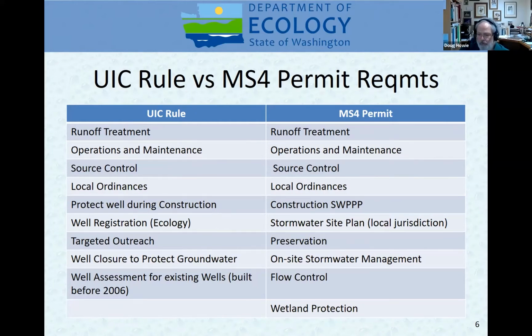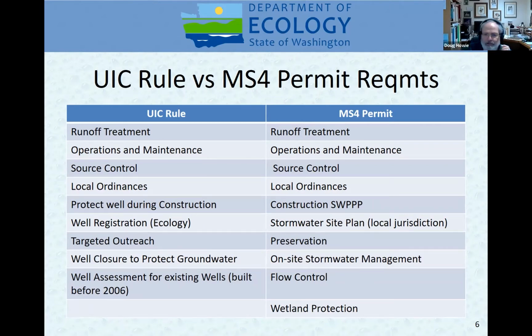If you don't have all runoff for that project site go into the UIC, then you need to design that UIC as an infiltration BMP, but you have to design the treatment for that under the NPDES permit requirements, the core elements or the minimum requirements, depending upon which side of the state you're on.